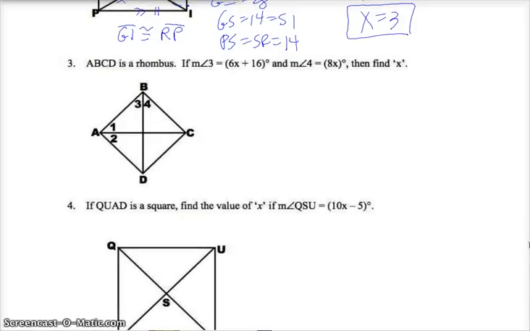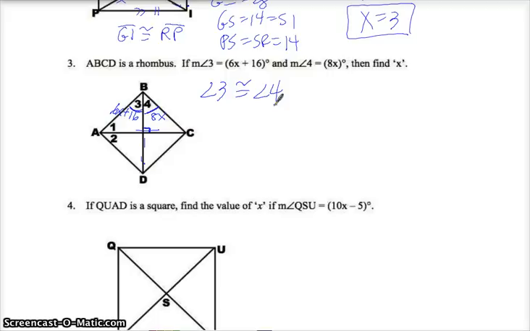Number 3, ABCD is a rhombus. If the measure of angle 3 equals 6x plus 16, and the measure of angle 4 equals 8x, then find x. Well, what did we learn about the diagonals of a rhombus? Not only do they intersect each other perpendicularly, they're the perpendicular bisectors of each other, or they intersect at 90 degrees, but we also learned that they bisect these opposite angles. So we know then that angle 3 is congruent to angle 4.